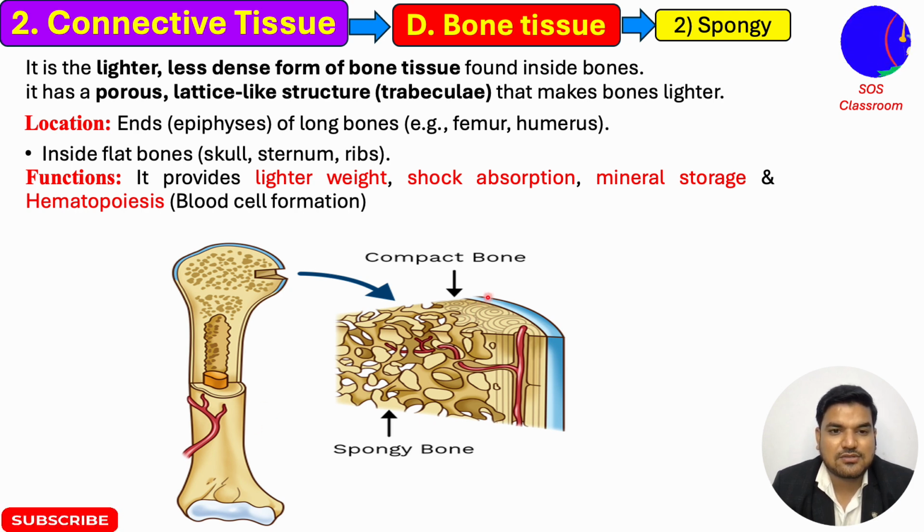So this is the structure of compact bone and spongy bone. Compact bone is hard and makes up 80% of the bone, and spongy bone is trabecular or porous, makes up 20% and is helpful in reducing the weight of the bone.